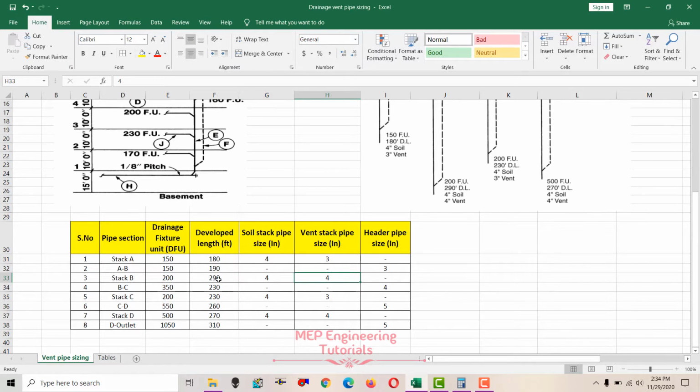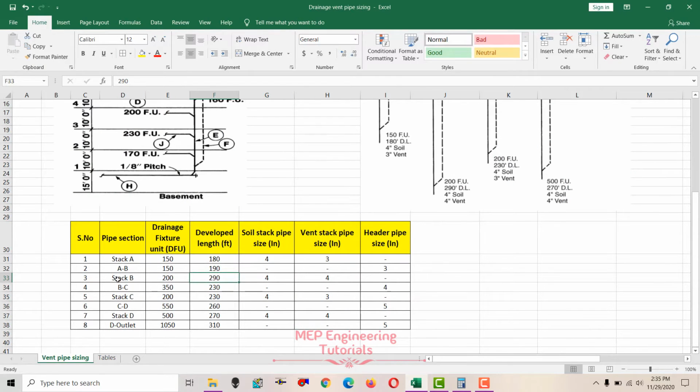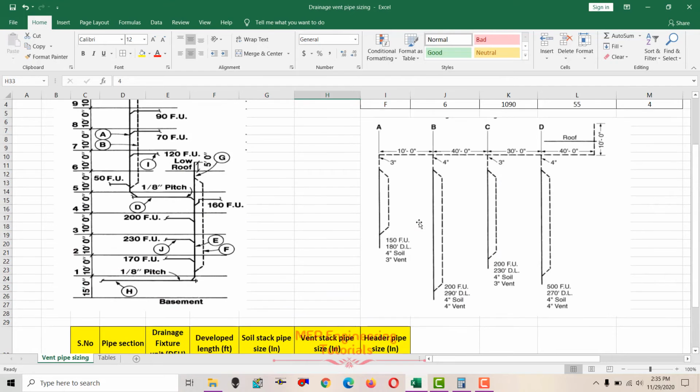Now check for the vent stack pipe size. So we know the soil stack pipe size is 4 inches. We know drainage fixture units 200 and 290 is the developed length. Now we check the vent stack pipe size. So again we use table 9-1. So 4 inches, 200 fixture units and 290 developed length. So 290 developed length is in between 250 and 900. So we'll go for the higher value 900 and check the vent pipe size is 4 inches. So this stack B vent pipe size will be 4 inches, this vent pipe.